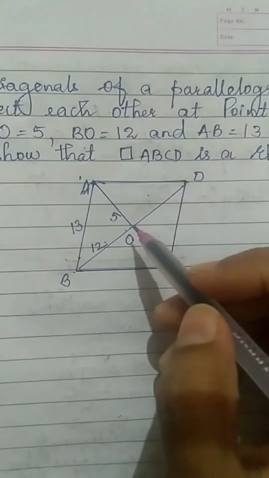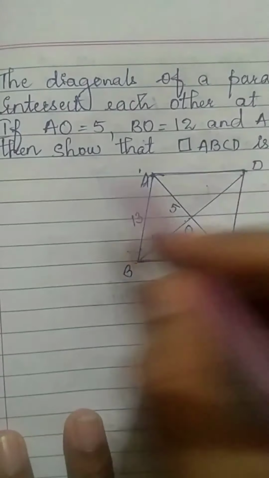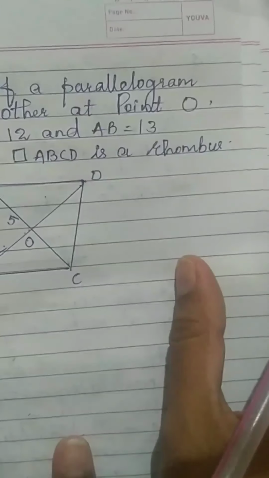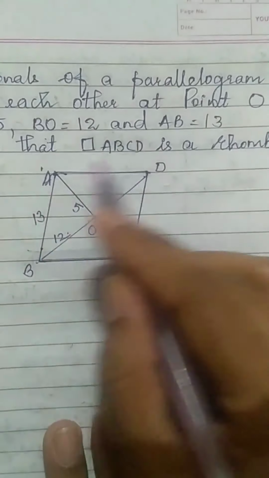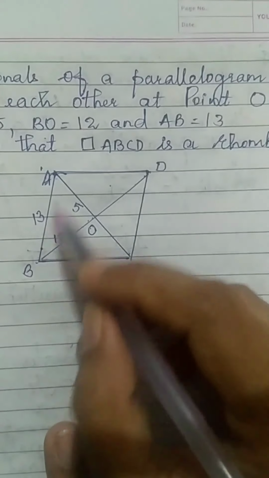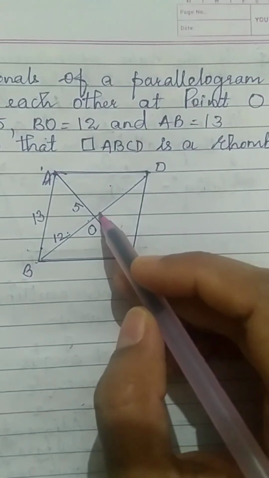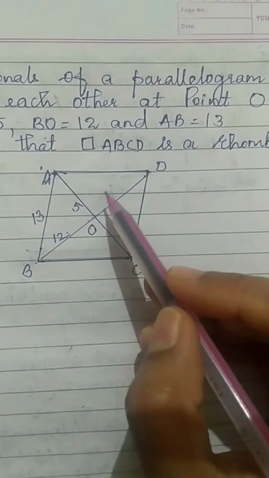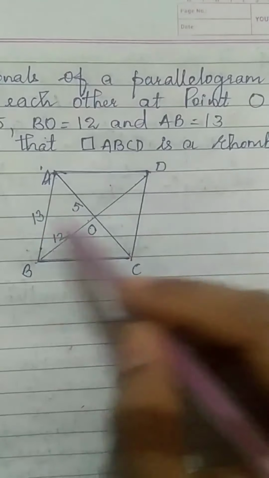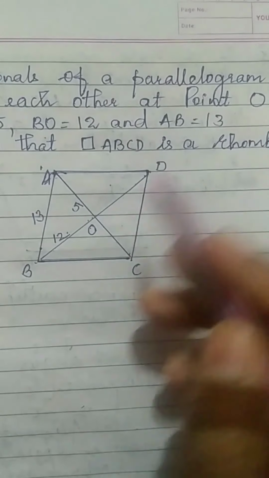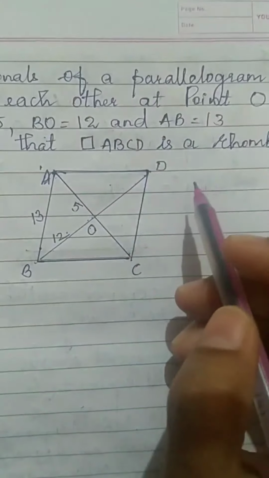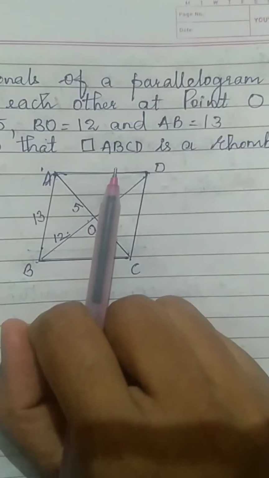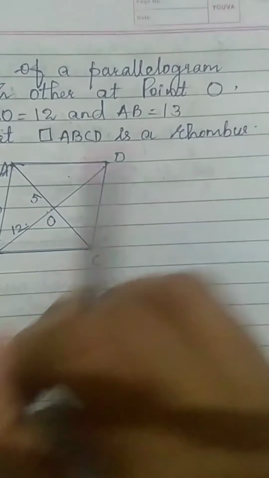Now this parallelogram is given in the question. Show that quadrilateral ABCD is a rhombus. Now we have to prove that this quadrilateral is a rhombus. This is already a parallelogram. Okay, what defines a parallelogram? A quadrilateral in which the opposite sides are parallel. If it is parallel, then we can call it a parallelogram. Okay, now we have to prove that this is a rhombus. Now how can we prove that this is a rhombus?